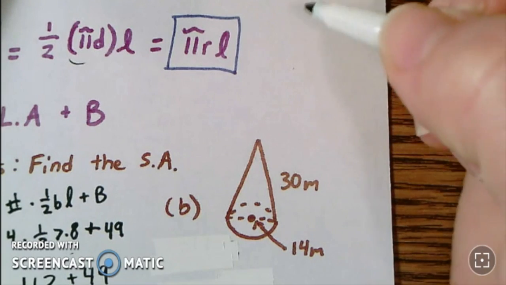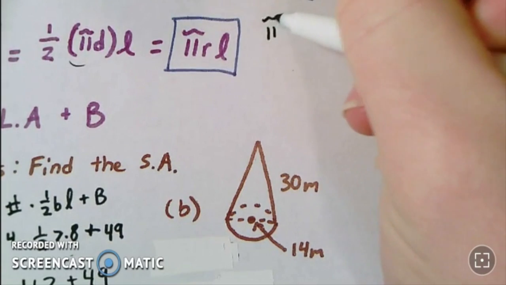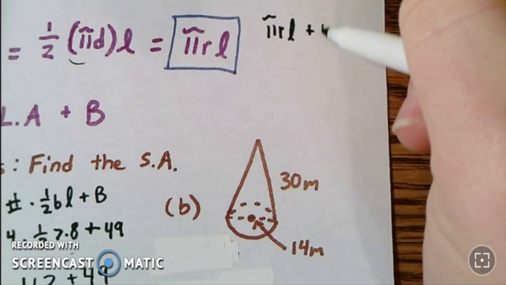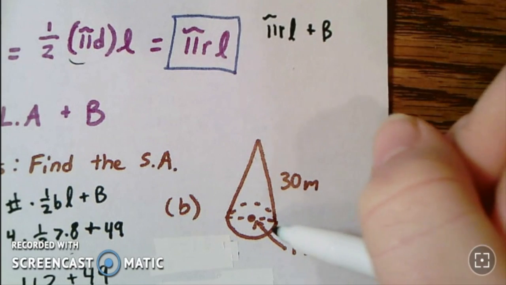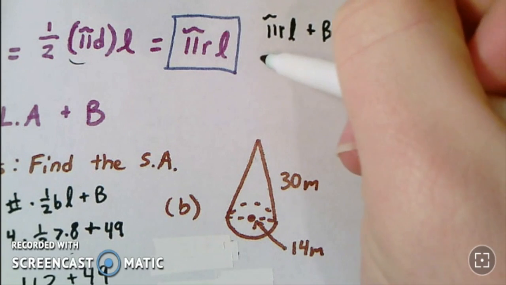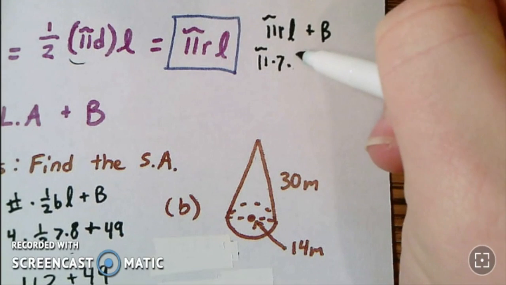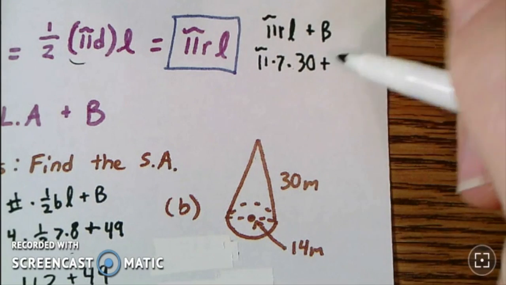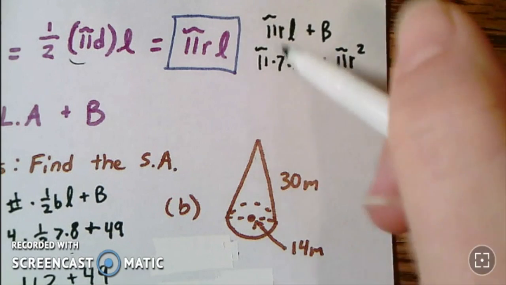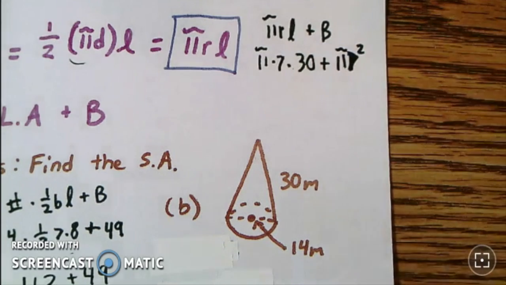For the last one, I'm going to do it up here so it's easier to see because I was running out of room down there. So I have my formula, which is pi times the radius times the slant height plus the base. My radius, if my diameter is 14, is going to be 7. So I have pi times 7 times the slant height, which is 30, plus pi r squared. This number is also going to be 7, so I might as well just plug it in there.